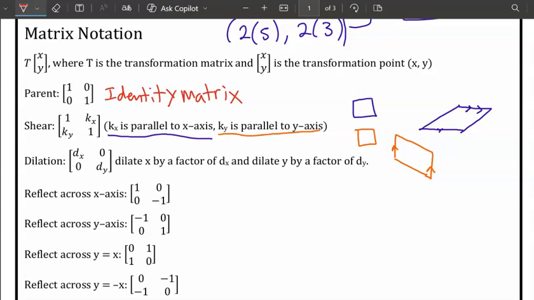For dilations, that's where you could dilate the x by a factor of dx and dilate y by a factor of dy. So you can either enlarge a shape or reduce the size. If you only change one of those two numbers, you could just stretch it either vertically or horizontally.